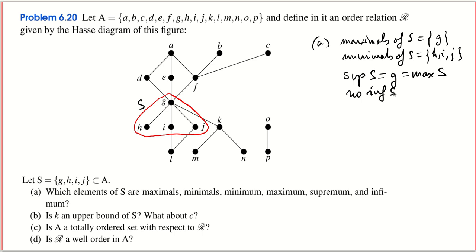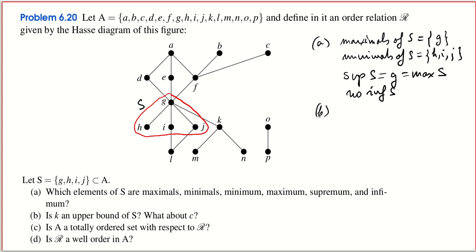There are no lower bounds. I mean, there are no elements here in the set A that are smaller than or equal to every element of the set S. Not even this one, because this one is smaller than this and this, but it's not smaller than H. And clearly, neither of these is a lower bound, because, for instance, H is not lower than I. So there are no lower bounds for this set, and therefore there is no infimum. And of course, there's no minimum. So this answers A.